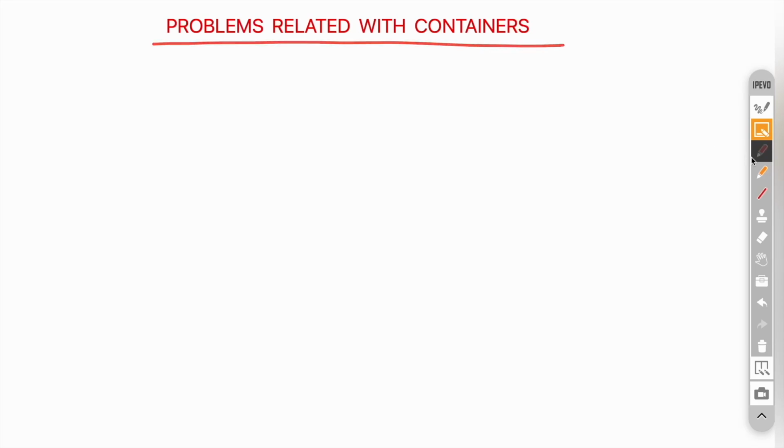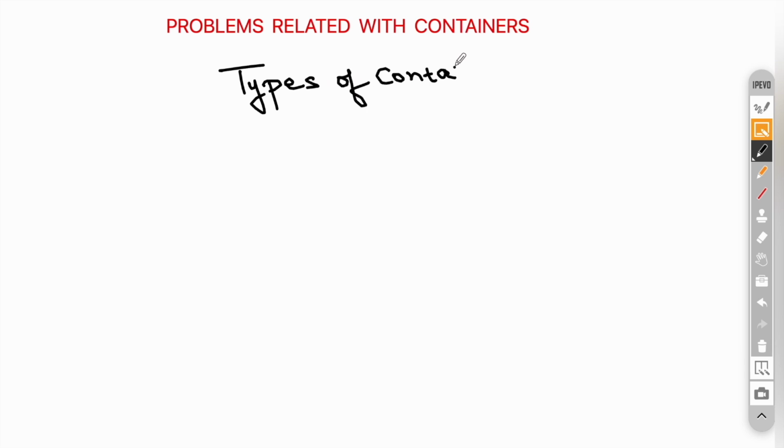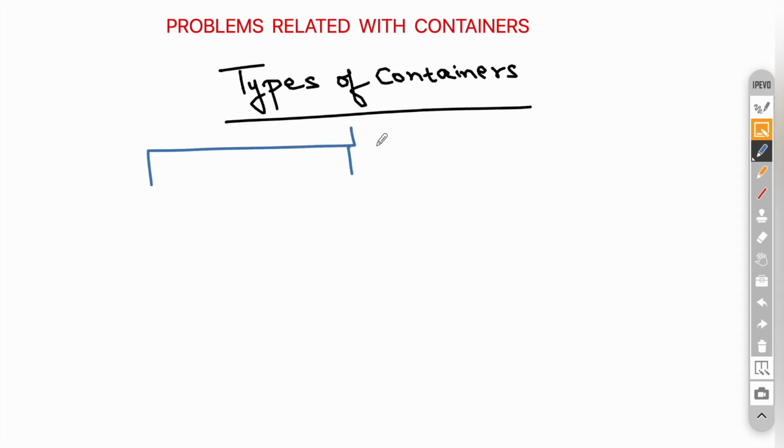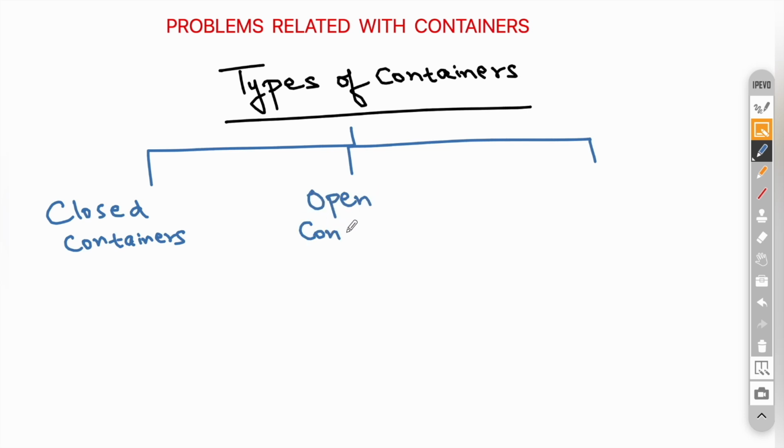Hello everyone, today we are going to talk about problems related with containers. First, we'll see the types of container. There are basically three types of container: closed container, open container and connected containers. We'll discuss each of these one by one. In this video, we'll talk only about closed containers. In our next video, we'll discuss open container, and in the next video, we'll talk about connected containers.